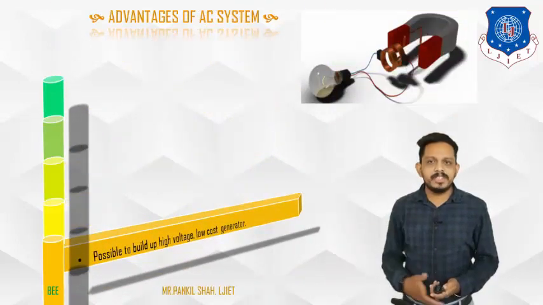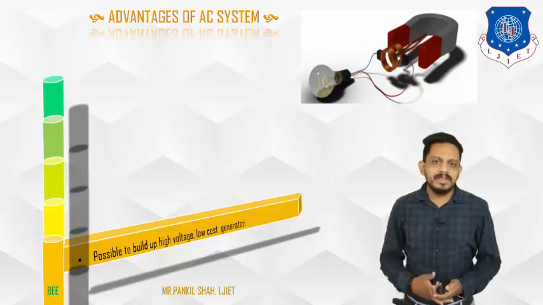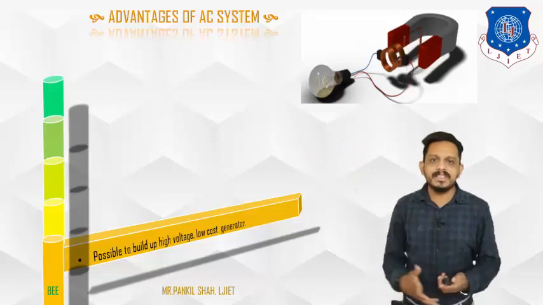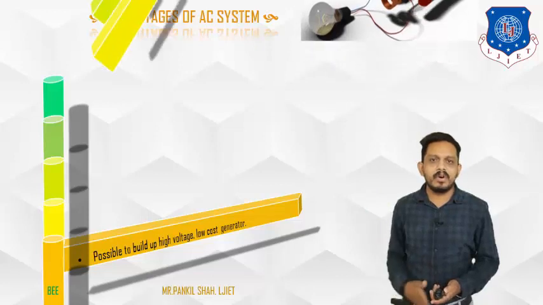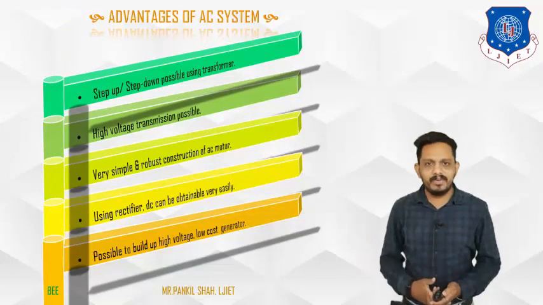It is possible to build high voltage, low cost generators. An AC generator is easy to construct and easy to manufacture. So these were all the advantages of using the AC system in our day-to-day life.